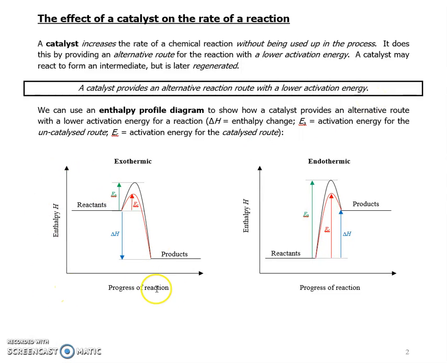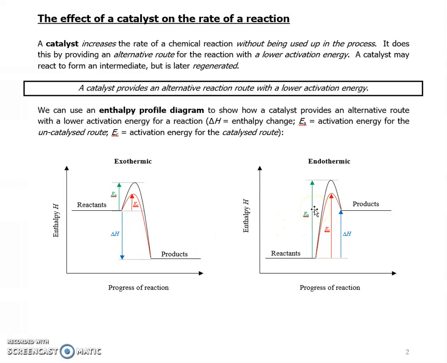If you look at the enthalpy profile diagram here for an exothermic reaction, your uncatalyzed reaction is shown here in the black line, and the activation energy for that uncatalyzed reaction is this green arrow here. A catalyzed reaction has a lower activation energy, so that's represented by this red line here, and the activation energy here for the catalyzed reaction is lower. Note that the enthalpy change is exactly the same for both the catalyzed and uncatalyzed routes.